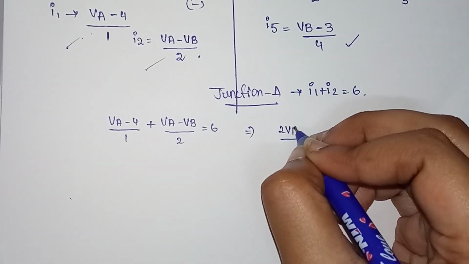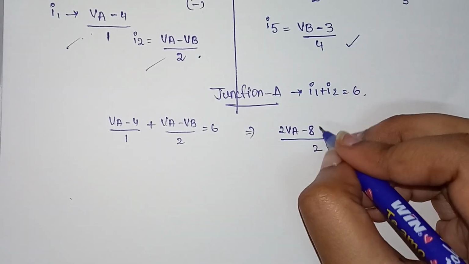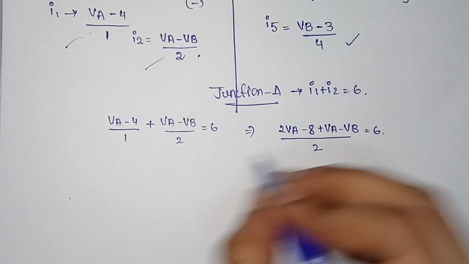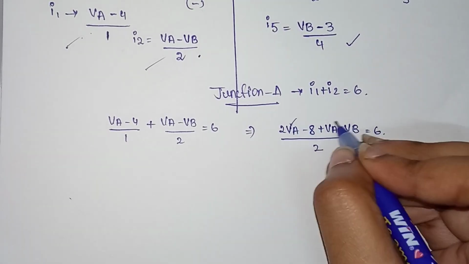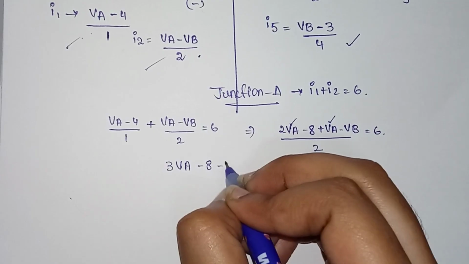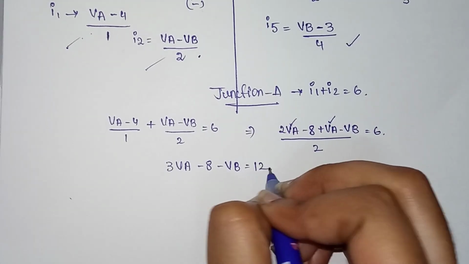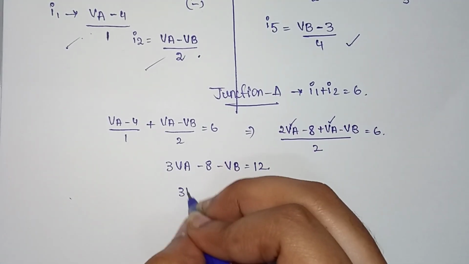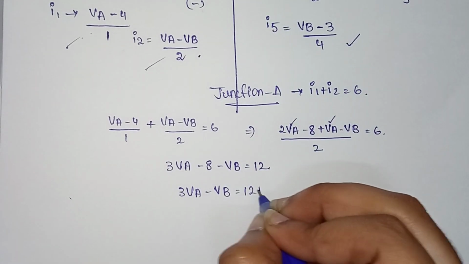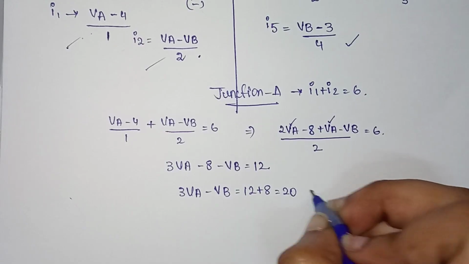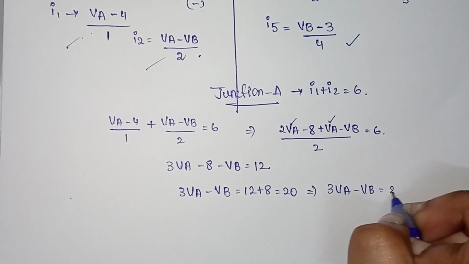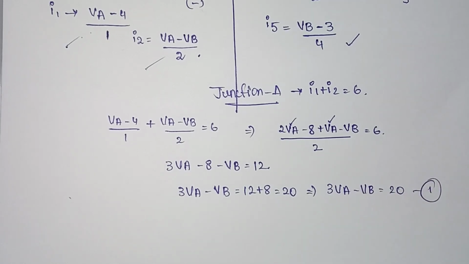If we do the LCM, we'll be getting it as 2. So 2VA minus 8 plus VA minus VB is equal to 6. You'll get 2VA plus VA is 3VA minus 8 minus VB is equal to 12, and 3VA minus VB is equal to 12 plus 8, which is 20. So your first equation will be 3VA minus VB is equal to 20. This is your first equation.